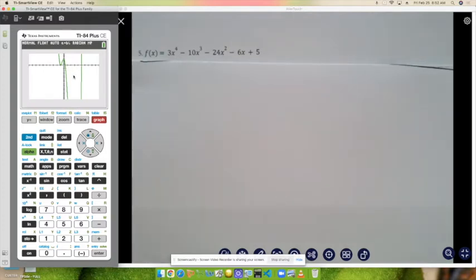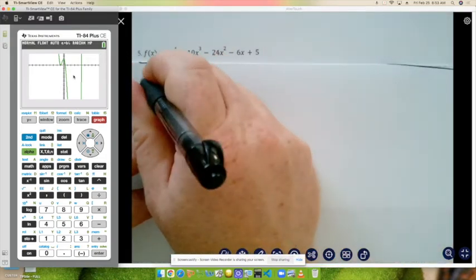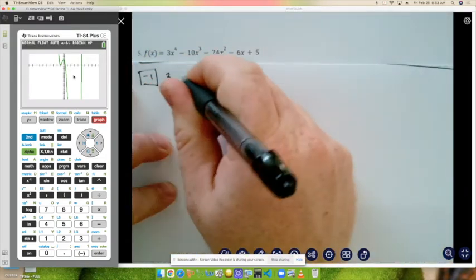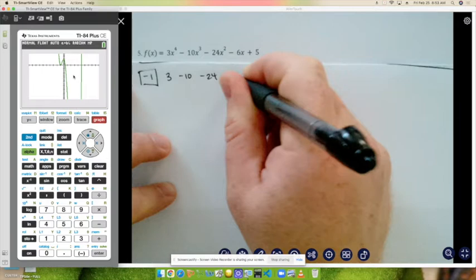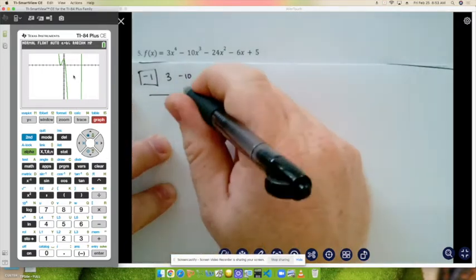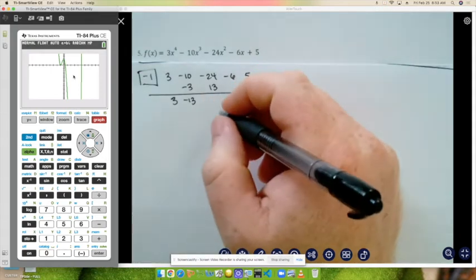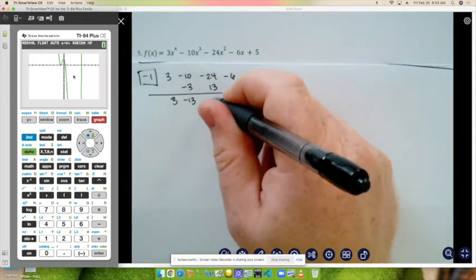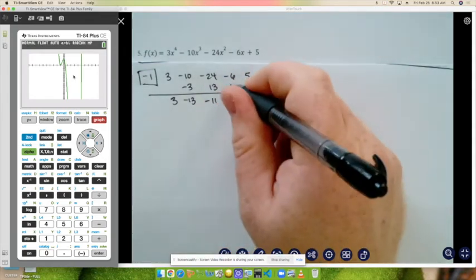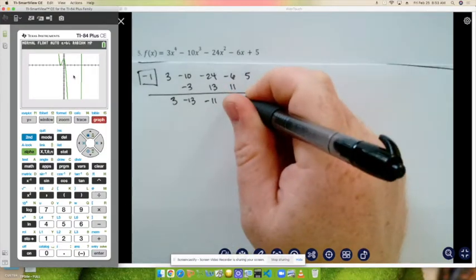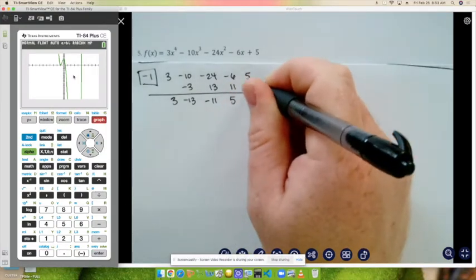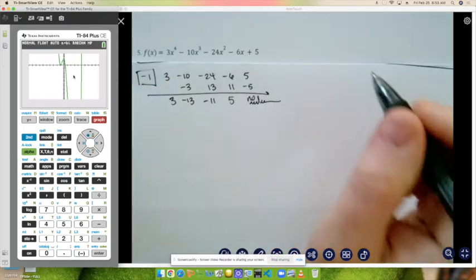So, I'm going to start with -1. You can start at any one of those crossing points you want, but I might as well start with the -1 since that's where my multiplicity is. Do the synthetic division thing. Hopefully we'll end up with no remainder here in a minute. -24 plus 13 is 11. Then I'm going to multiply by the number in the box, and I get no remainder.